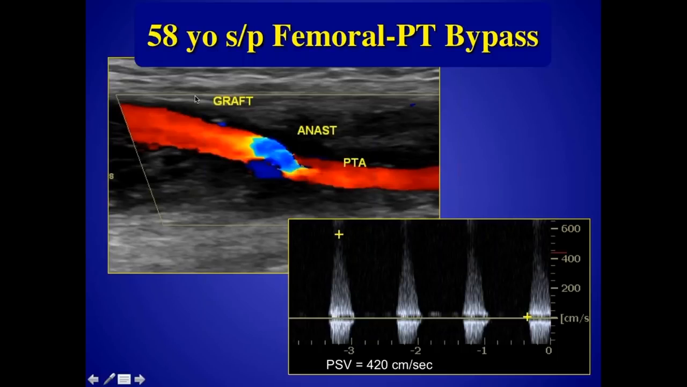Here's an example of a 58-year-old. Status post femoral posterior tibial bypass. I'm just showing you this example. There's obviously a stenosis at the distal anastomosis of the graft to the posterior tibial artery. Aliasing tells us where the abnormality is. We place the sample volume there, and the peak systolic velocity is 420 centimeters per second.